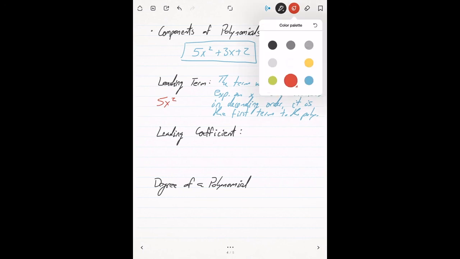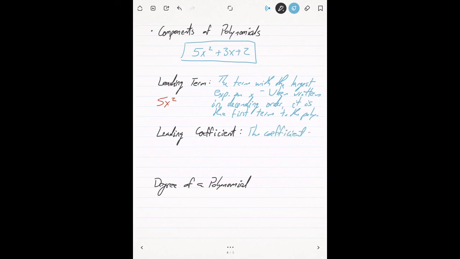Now the leading coefficient, just like the name implies, is the coefficient of the leading term. So for us here, it would be the number 5. That's the coefficient of the leading term, 5x squared.